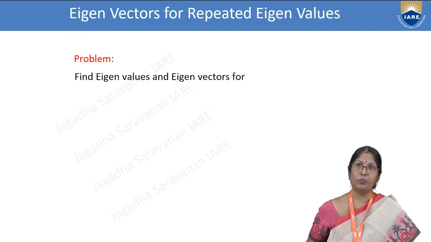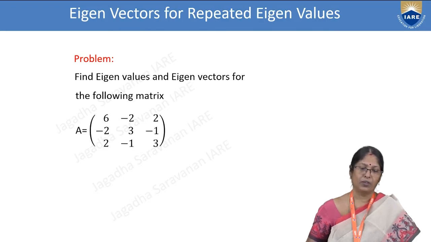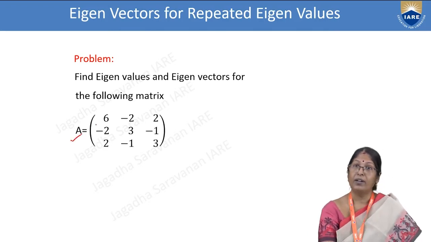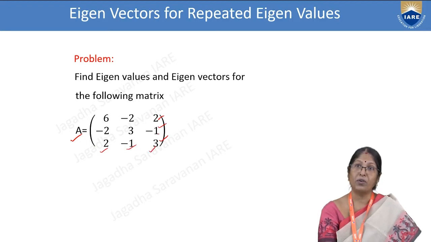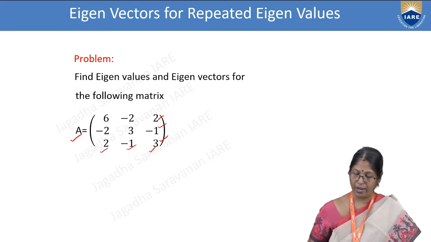We are going to solve a problem. Find eigenvalues and eigenvectors for the following matrix. Capital A is given. The problem is a 3 by 3 matrix. 3 rows are there, 3 columns are there. It is a square matrix, because in the definition itself it is given as n by n matrix. So the problem should satisfy all the conditions: a 3 by 3 square matrix.